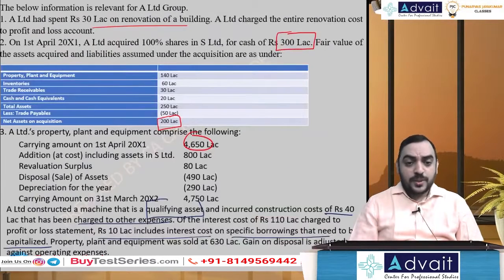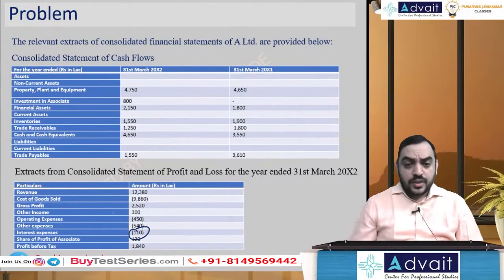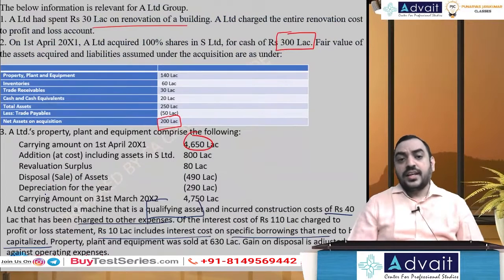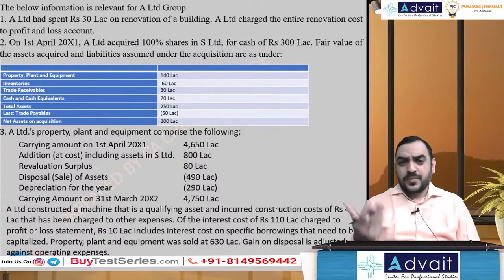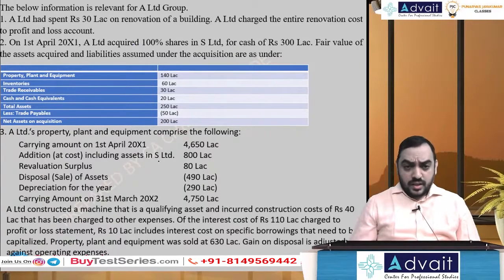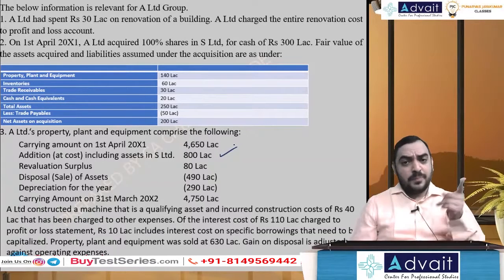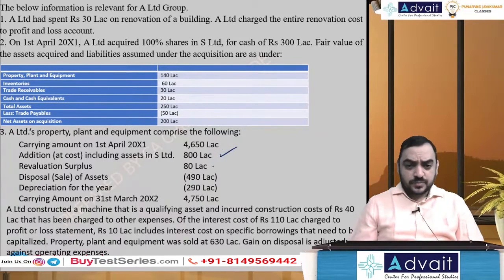Okay, going back to the P&L account format, other expenses is fine, operating expenses is fine, gross profit is fine, cost of goods sold is fine. Let's go for the information now, one by one. A Limited spent 30 lakhs on renovation. We already considered that. You acquired 100% of the shares in A Limited for cash of 300. You get goodwill, that's not a problem. Additions to cost will be part of investing activities. Revaluation surplus is not a cash flow at all.